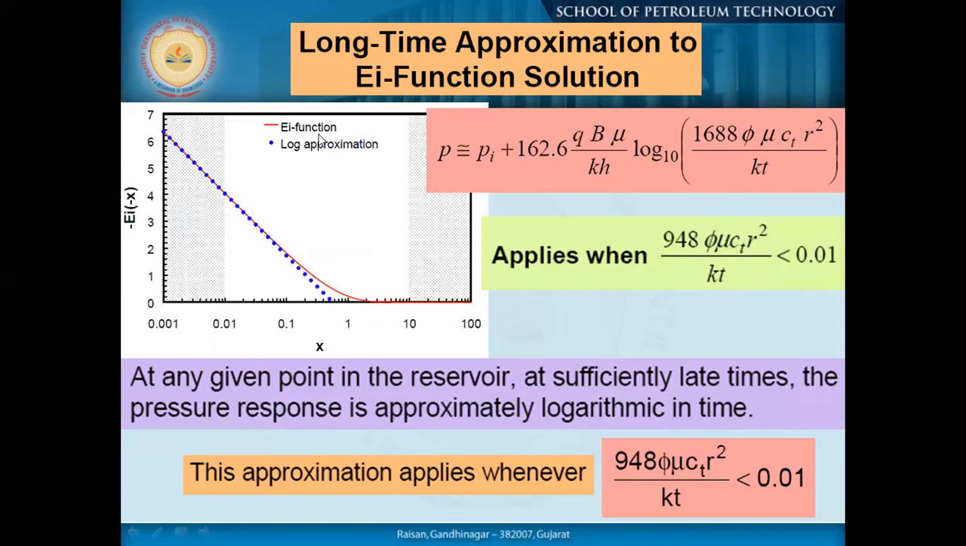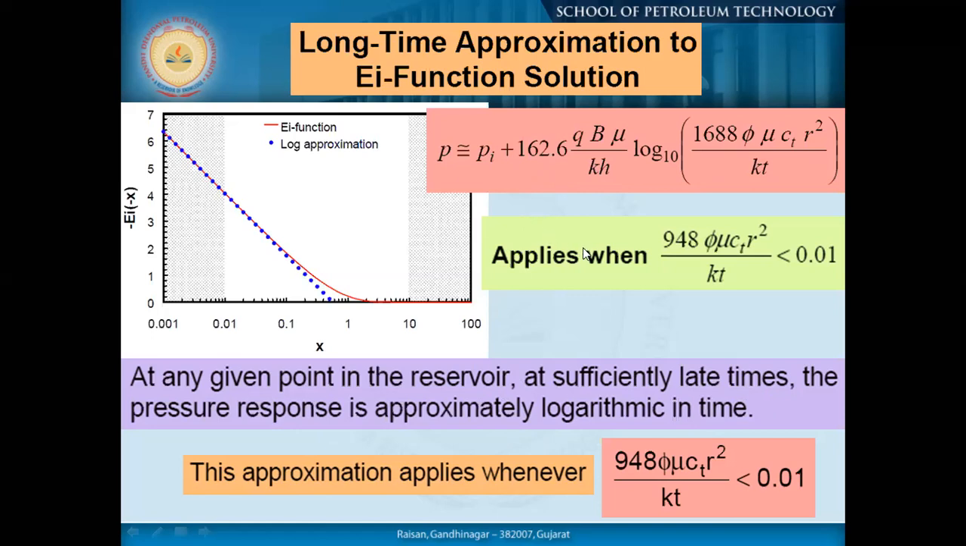So you see the Ei function exponent values, and the log approximation is giving you more or less the same value. That's why, when the pressure response at a specific time at P and r has x less than 0.01, we need to use this formulation, or you can use the log approximation for our well test analysis. So at any given point in the reservoir, at sufficiently late times, the pressure response is approximately logarithmic in time.